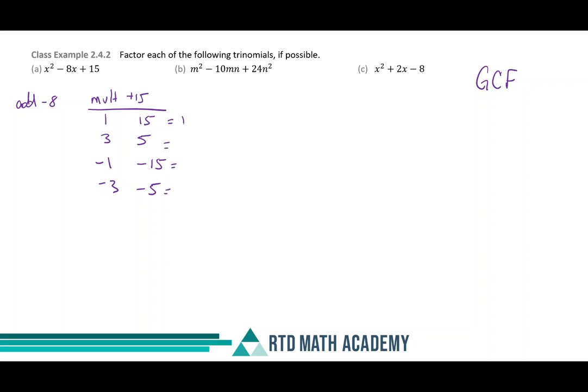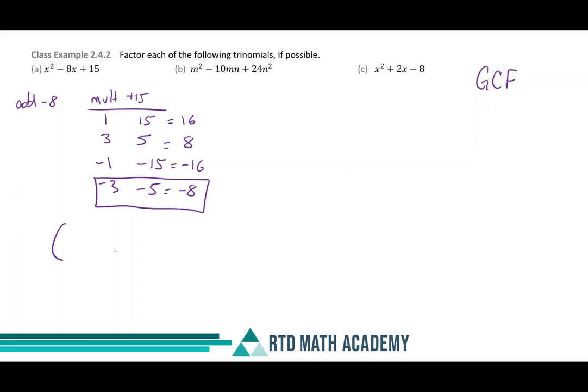Well, 1 plus 15 is 16, and 3 plus 5 is 8. Negative 1 minus 15 is negative 16, and negative 3 minus 5 is negative 8. So although we're very tempted to say it's 3 plus 5 equals 8, it's not. It's actually negative 3 plus negative 5 equaling negative 8.